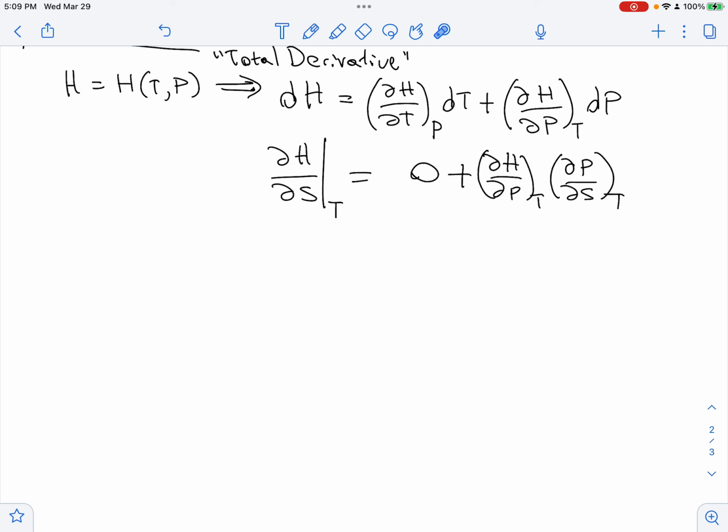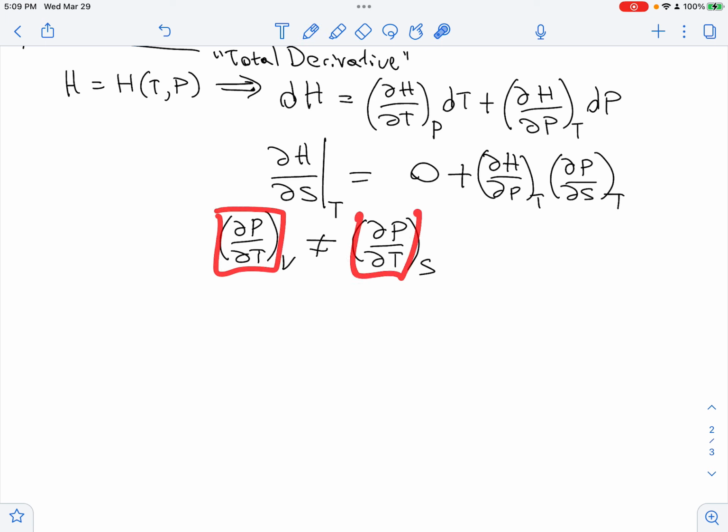And now one thing to be careful of is that the variable being held constant matters. So, for example, dp/dt at constant v, or actually s in my notes, is not the same as dp/dt at constant s. Even though they might look like they're the same differential, because we're holding different things constant, they are not the same.